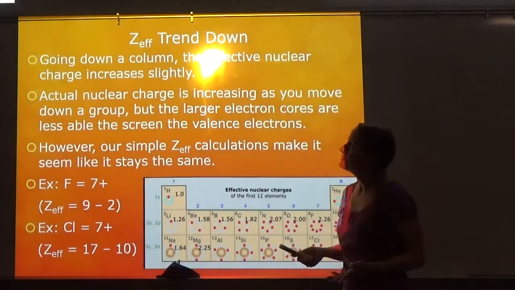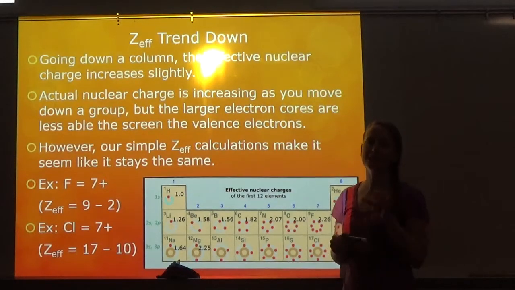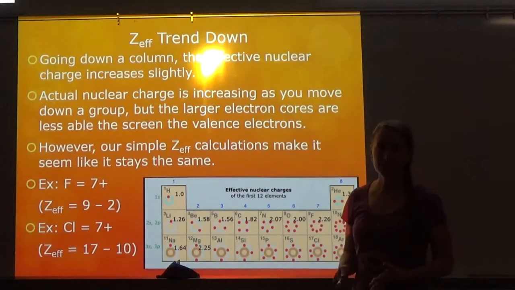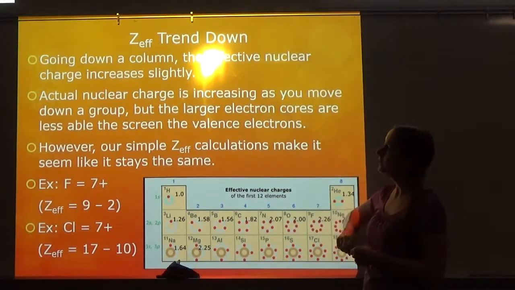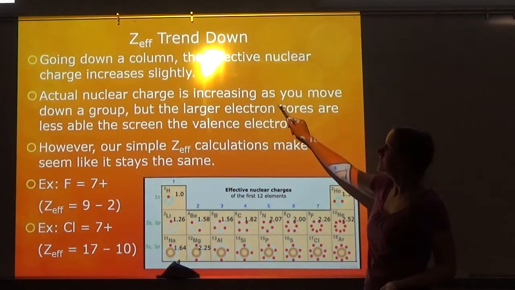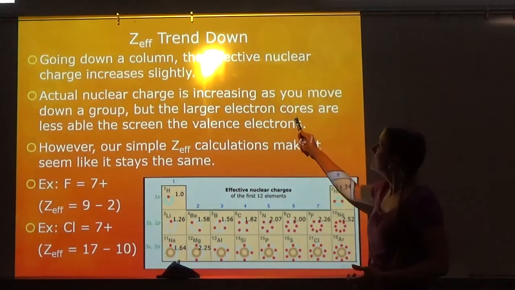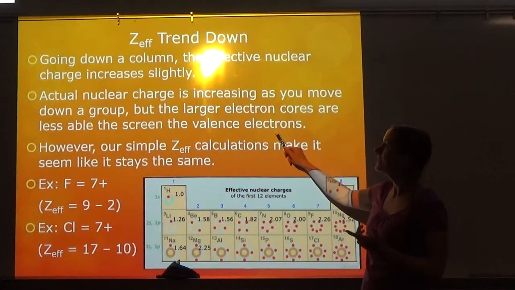So what happens when we go down? Well, going down a column, the effective nuclear charge increases slightly. If we actually calculate it, it's going to appear the same, as I'll show you right here, but we'll talk about what's going on. So actual nuclear charge is increasing as you move down a group. So, of course, we know our atomic number is increasing. But the larger electron cores are less able to screen the valence electrons.